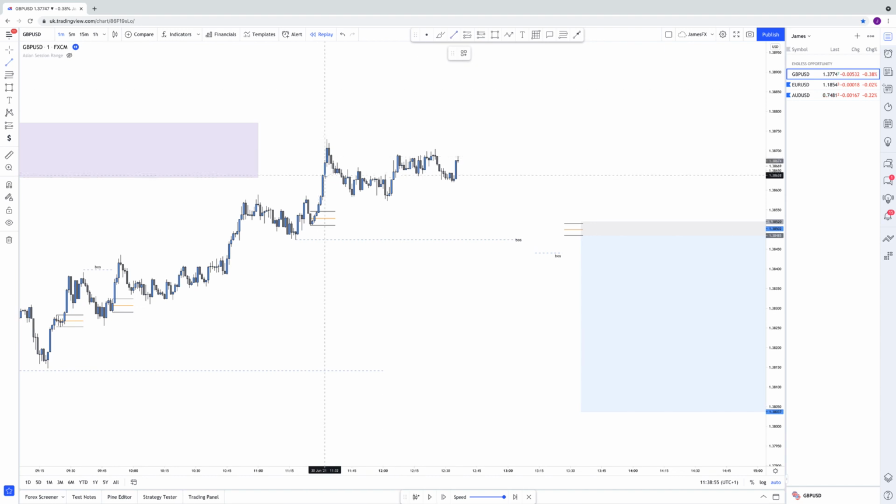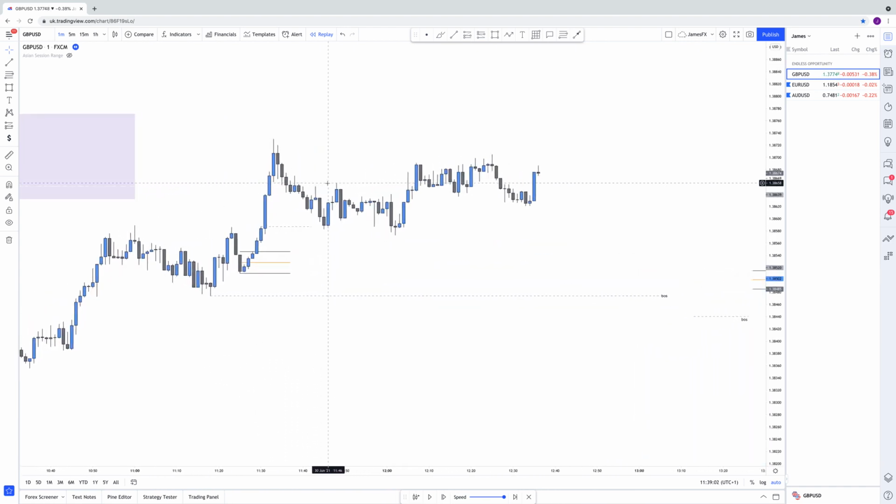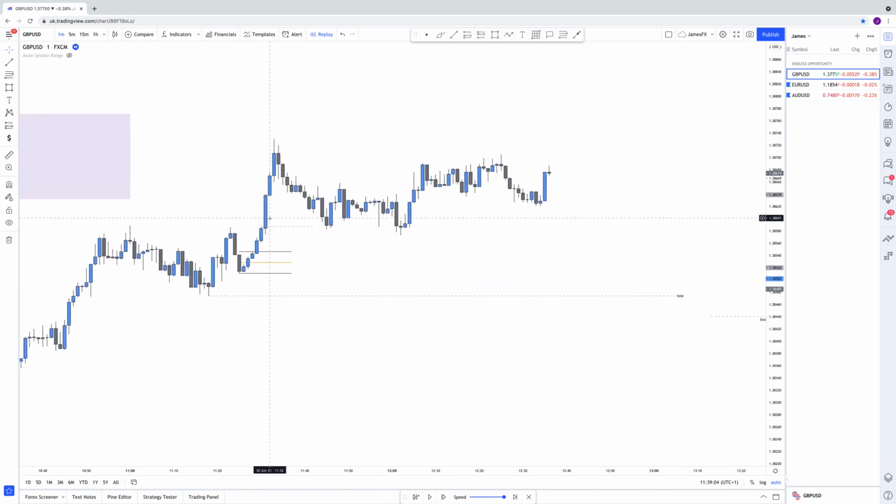Okay, so another thing to note is we have this imbalance on this candle. If you're not familiar with imbalances, basically it's when wicks aren't meeting, sorry. So we can see from this candle to this candle, the high of this first candle is there, and the low of the third candle is here. So everything within that there is an imbalance because wicks aren't meeting.